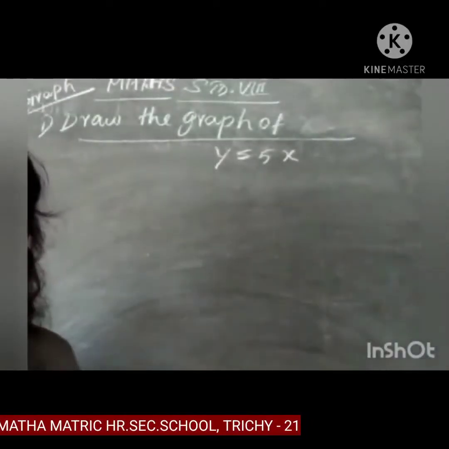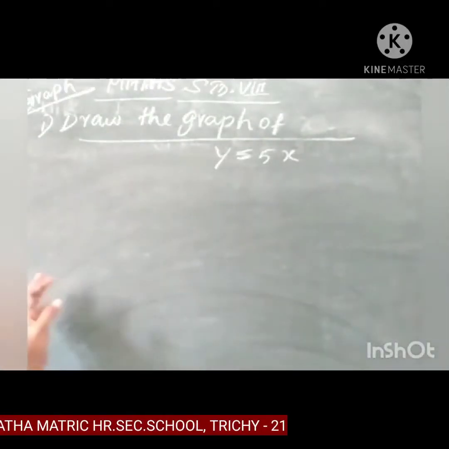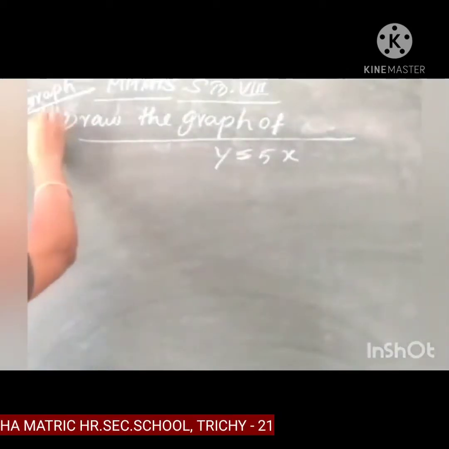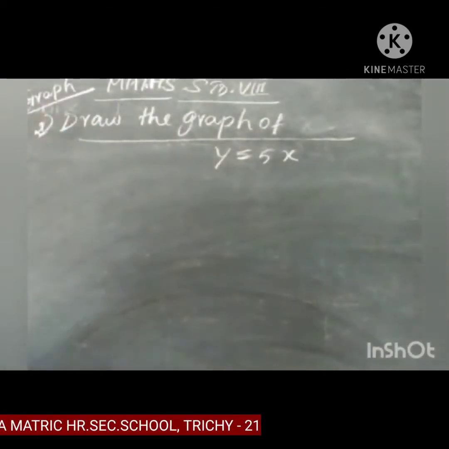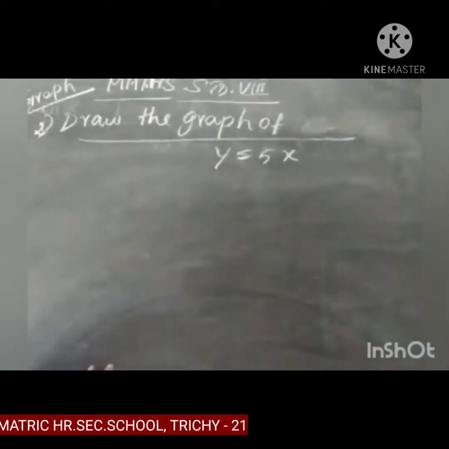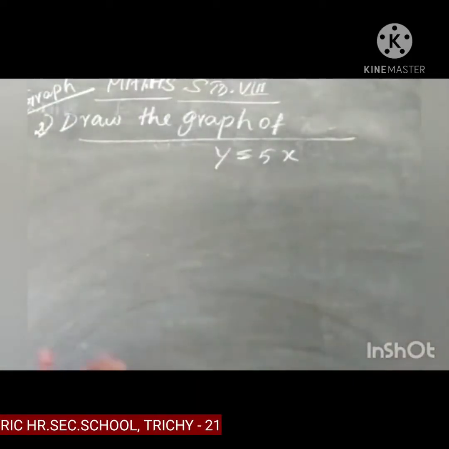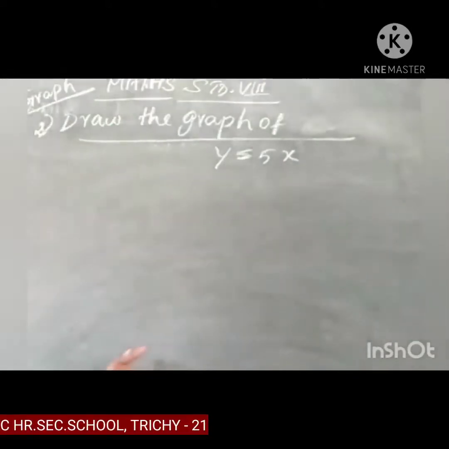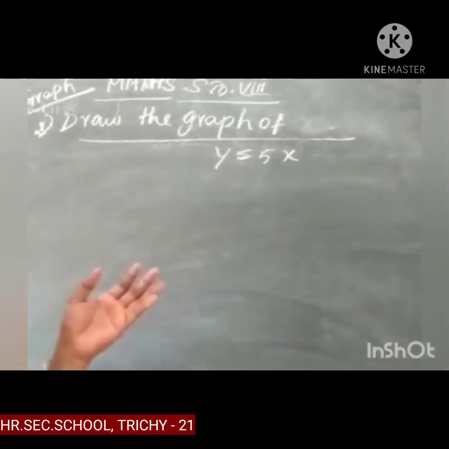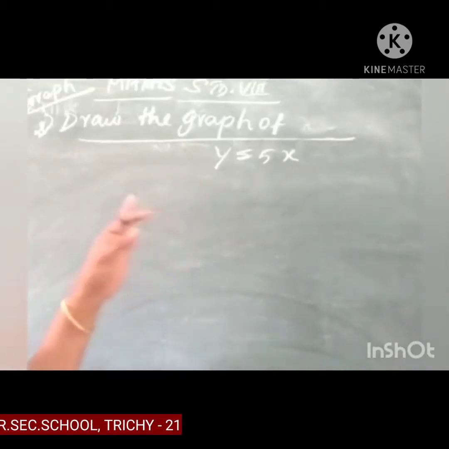Now let us see the second model. The given sum is draw the graph of y equal to 5x. In the first one, x equal to 5, the value was given, so you could directly give any values for y. So here there is an equation like this, y equal to 5x.